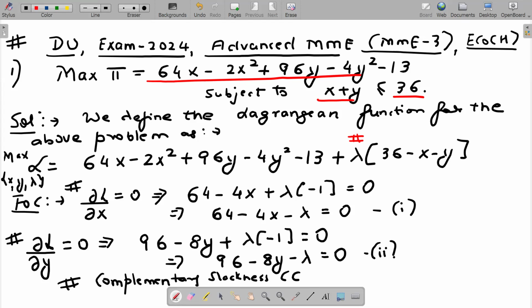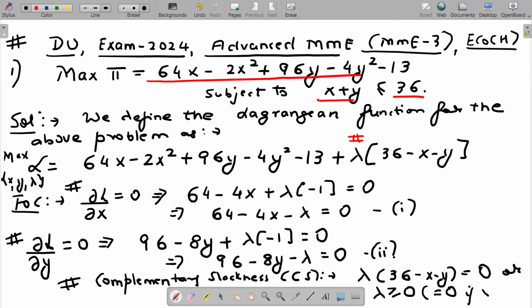The complementary slackness condition is that lambda times (36 minus x minus y) either should be equal to 0, or lambda is greater than or equal to 0 with lambda exactly equal to 0 if x plus y is strictly less than 36.